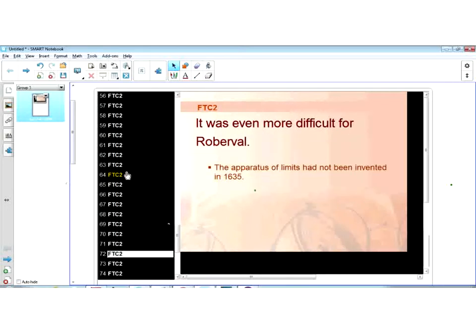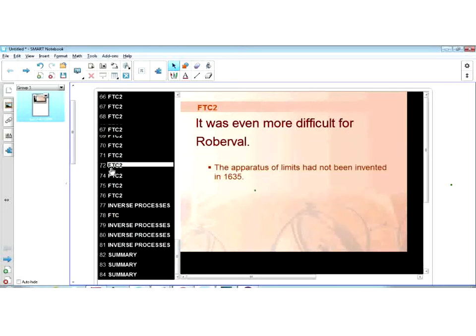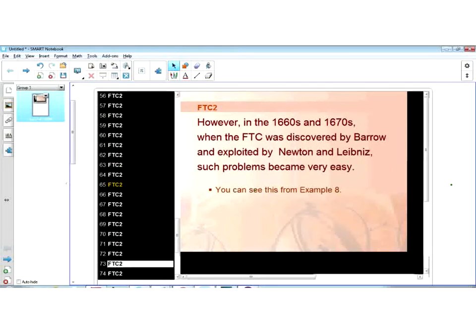And there's talking about the travails of the ancients having difficulty with finding areas under curves.